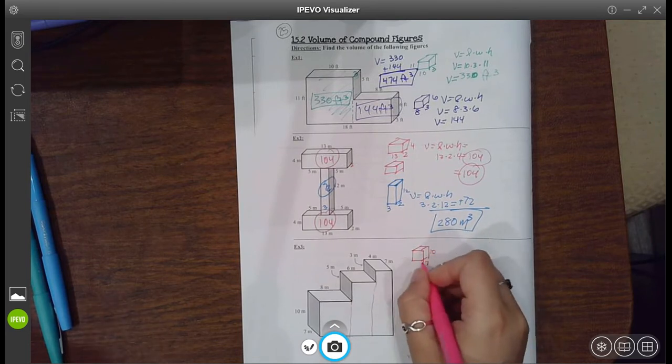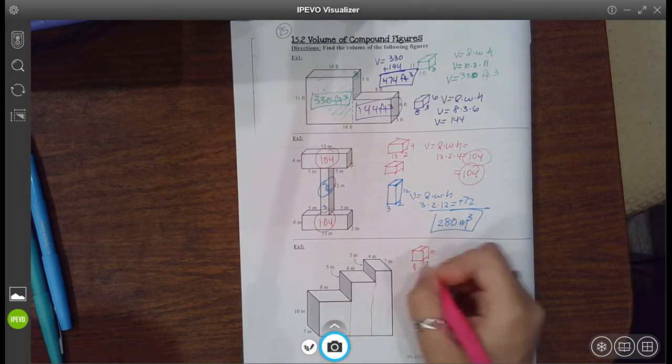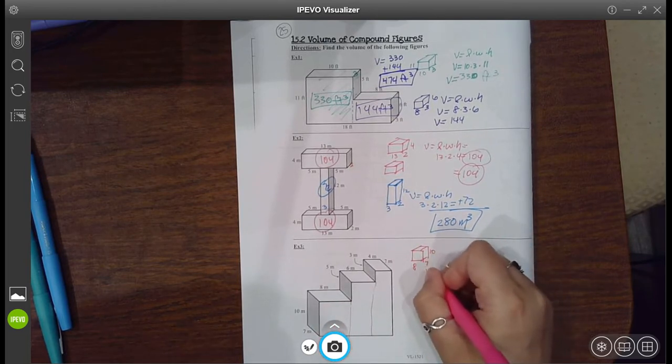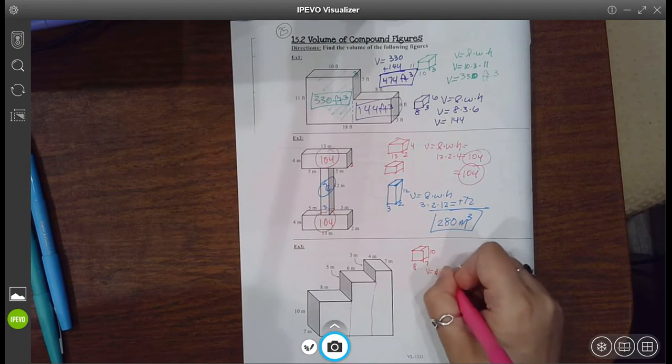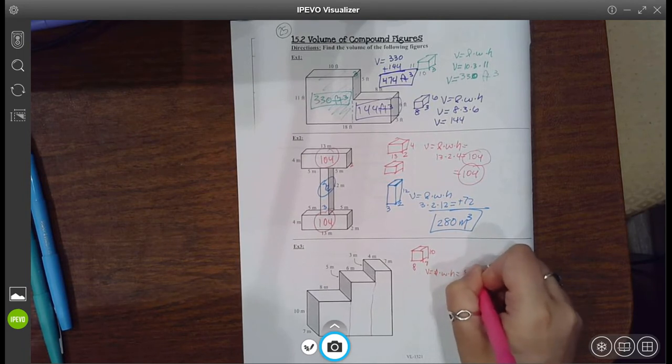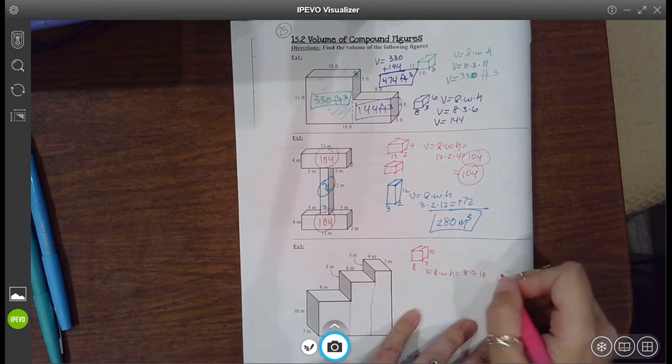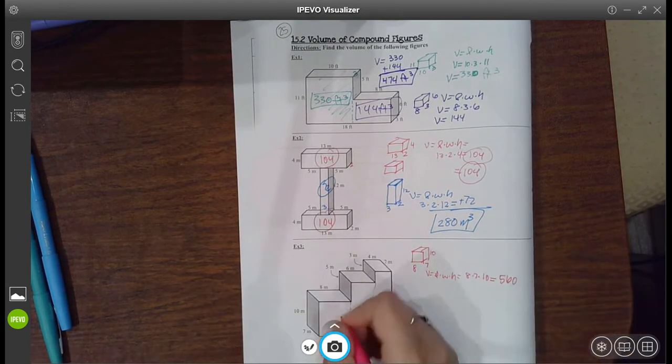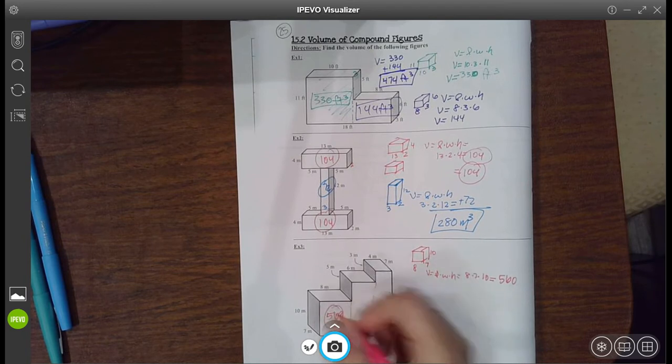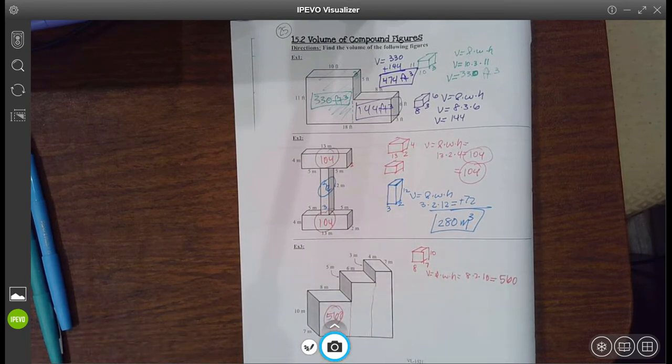But what's this bottom length? This is the same as this, so 8. So volume equals length times width times height. So 8 times 7 times 10. 8 times 7 is 56. Times 10 is 560. Okay, so this guy is 560 meters cubed.